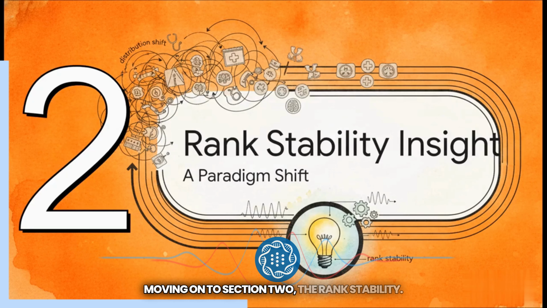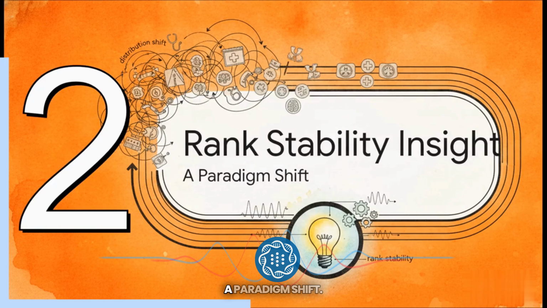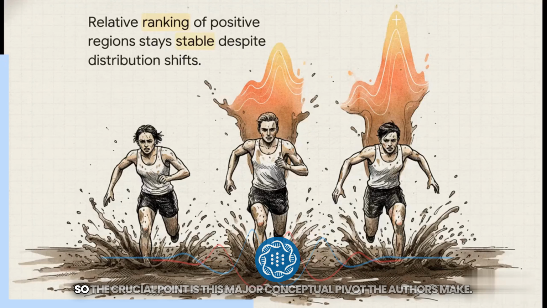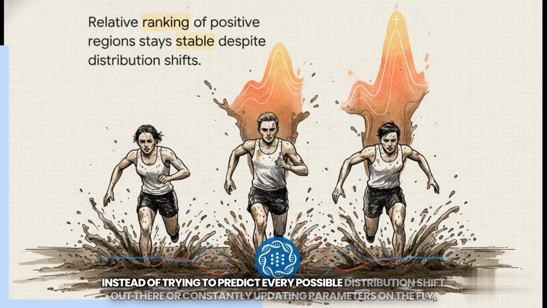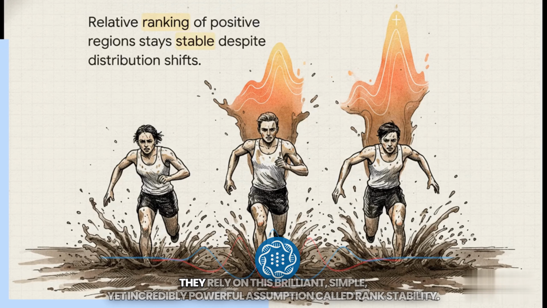Moving on to Section 2, the rank stability insight, a paradigm shift. So the crucial point is this major conceptual pivot the authors make. Instead of trying to predict every possible distribution shift out there or constantly updating parameters on the fly, they rely on this brilliant, simple, yet incredibly powerful assumption called rank stability.